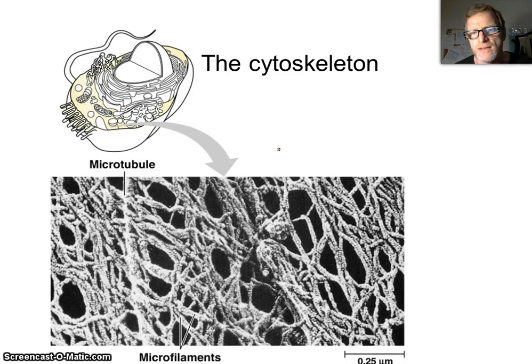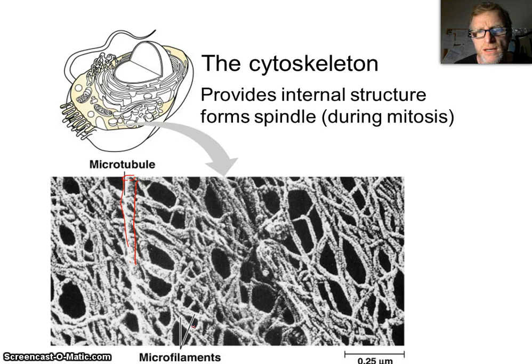Then giving the cell its internal structure is the cytoskeleton. Cyto means cell, skeleton, you know what a skeleton is. So the internal structure of the cell is provided by these. There are two types of structures that make up cytoskeletons. This thing here is a microtubule, it just means little tube. And then these little threads are called microfilaments. Again, that just means little thread or little filament. And they work together to make up the cytoskeleton.